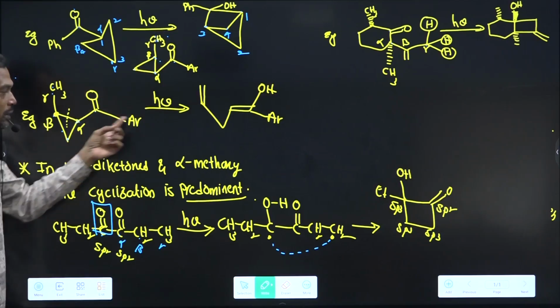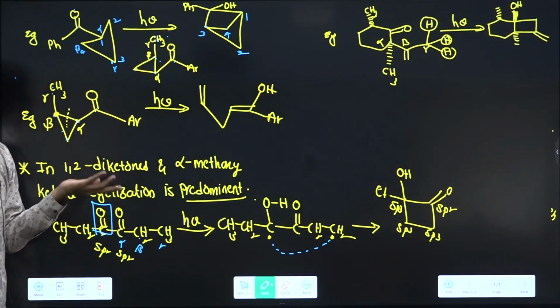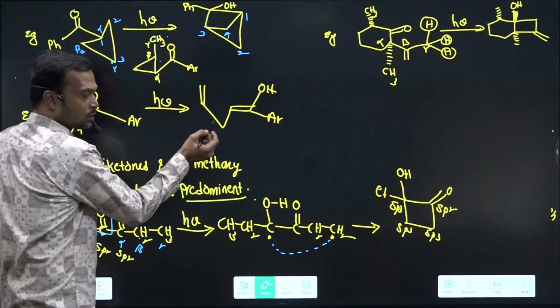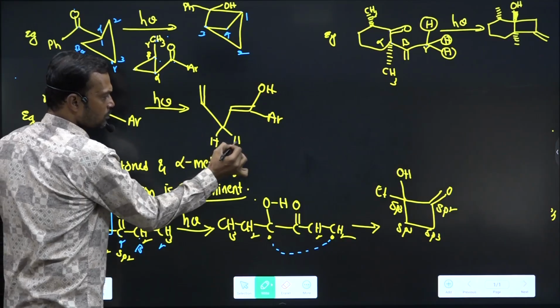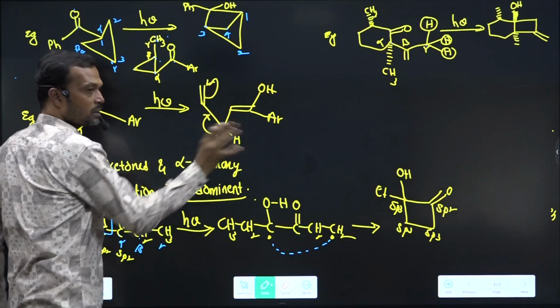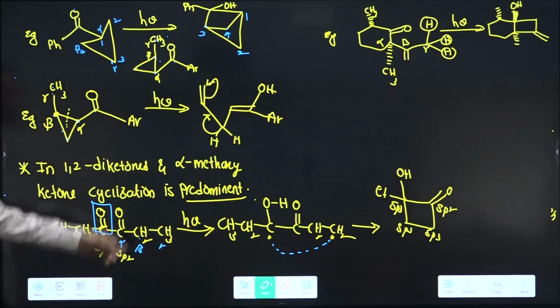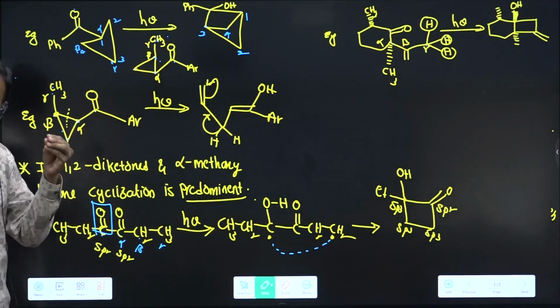In both cases we can break the ring. We can reduce the 3-membered ring size, and the answer remains the same. If you take any direction, the answer remains the same. This is not major. Here you will get tautomerism. If you go for tautomerism, you will get the same answer one more time, using this hydrogen. Your answer remains the same.